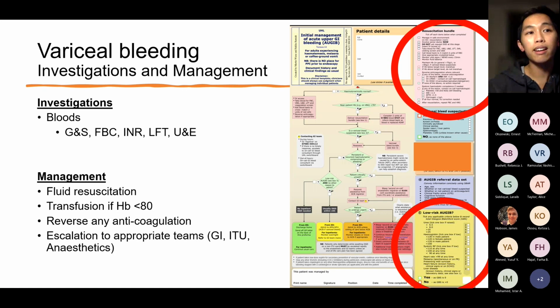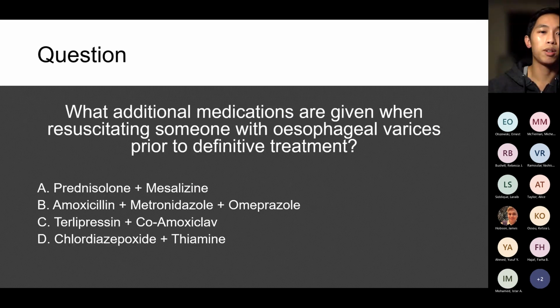Now, as we said earlier, upper GI bleeds can stem from different sources in the GI tract. However, if a variceal bleed is suspected, we have additional steps in terms of the management, which is here in this orange box. Now, the question is, what's in that orange box? What additional medications are given when resuscitating someone with esophageal varices prior to definitive treatment? So what can we give them in A&E essentially?